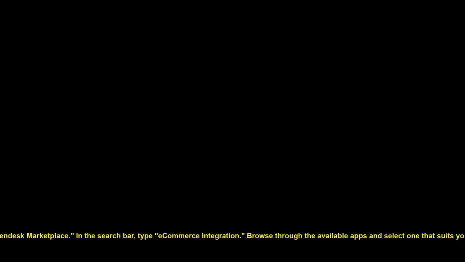Navigate to the admin dashboard. Click on the apps icon in the left sidebar. Select Zendesk Marketplace. In the search bar, type e-commerce integration. Browse through the available apps, click on the chosen app for more details.